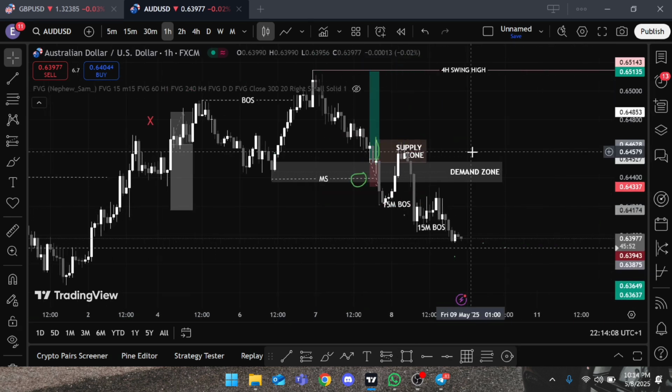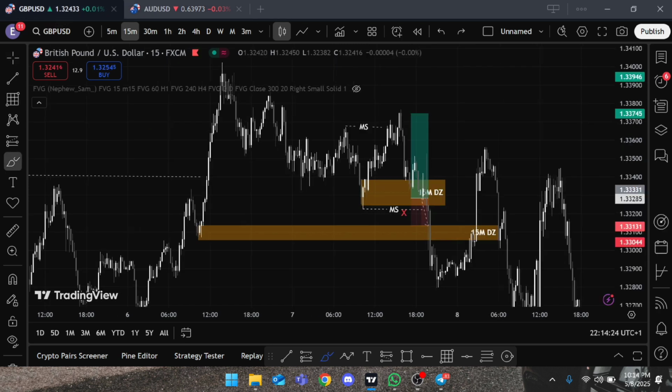So that's why the AUD USD trade and the GBP USD trade were not valid trades to take. These are the two reasons. The AUD USD trade, I didn't wait for change of character to the upside before I bought. And the GBP USD trade, the demand zone I used was not valid. The demand zone I used was not a valid demand zone. I would have used.